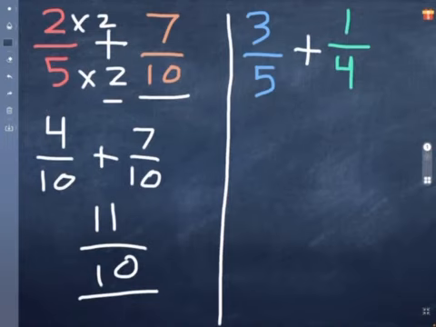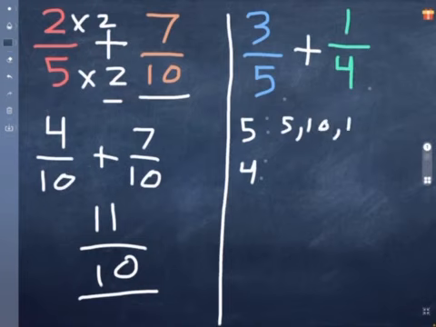Now we will do the second example. 3 over 5 plus 1 over 4. So we see for the first fraction the denominator is bigger than the denominator for the second fraction. So we need to take the multiples of 5 and the multiples of 4. The multiples of 5 are 5, 10, 15, 20. We can stop here.